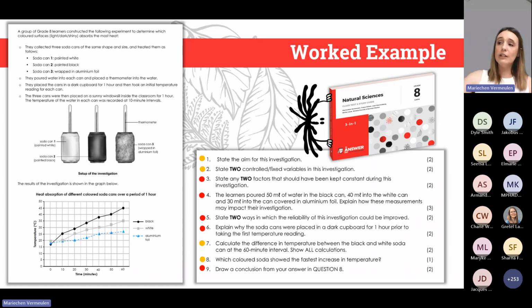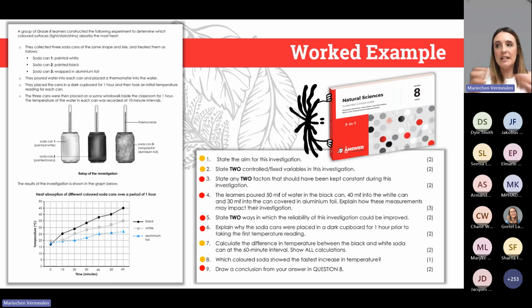Now, if we look at the questions there, you see the red and the orange dots, high and middle order questions. Even the same type of question could be phrased in a way that makes it higher order instead of middle order. You wouldn't necessarily include both of them in your question, but let's look at the example here. Question 2 says, state 2 controlled or fixed variables in this investigation. That is a middle order question because immediately it requires analysis of what has been given and application of knowledge. Learners have to read through that whole stem in order to look for things that the scientists have kept constant. But then just a tweak in the way that you phrase it.